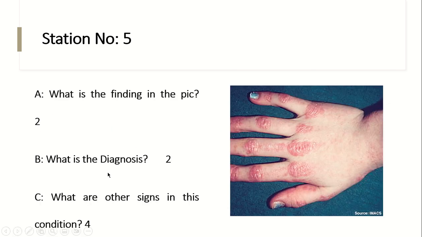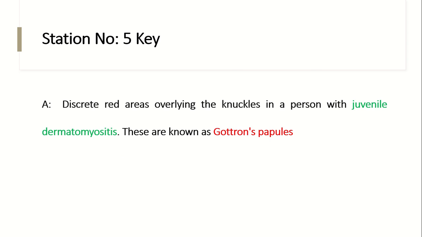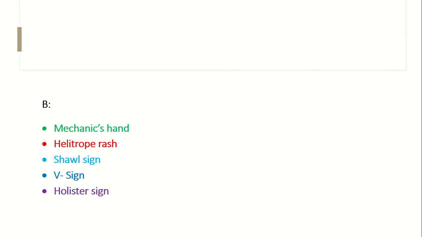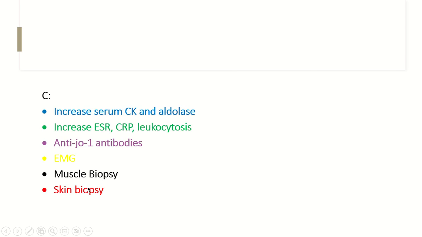So what is the diagnosis and what are other signs of this condition? Gottron's papules, I have already told you, juvenile dermatomyositis, and what are other signs? Mechanic's hands, heliotrope rash, shawl sign, V sign, and Holster sign.